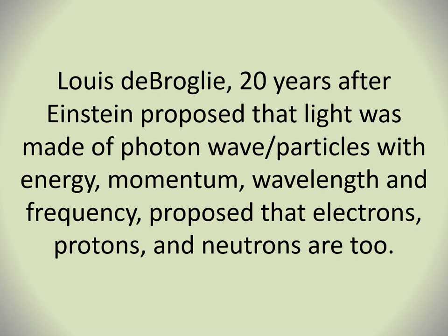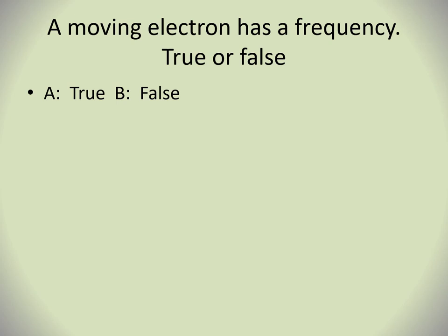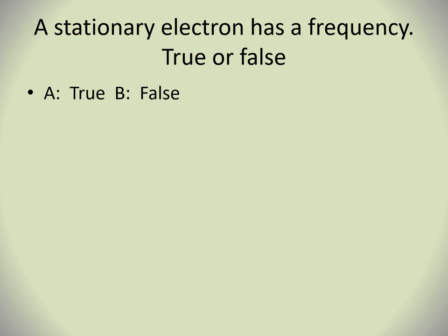So, true or false? A moving electron has a wavelength. And that is true, actually. A moving electron has a frequency, true or false? That's also true. A stationary electron has a frequency. Yeah, that's also true. The equations of quantum mechanics are paired with the equations of relativity. And since a stationary electron has rest energy, mc squared, it has a frequency even when it's sitting still.